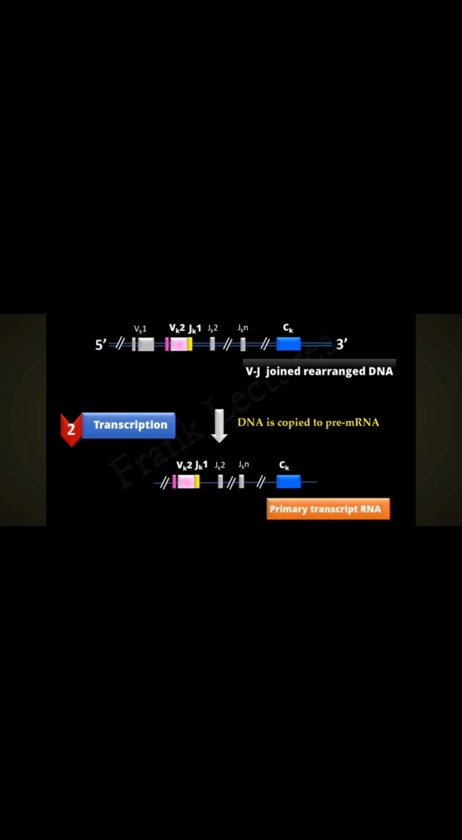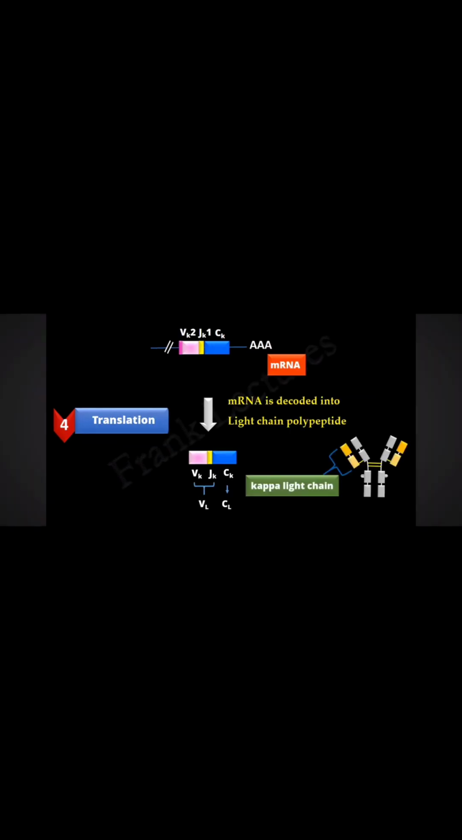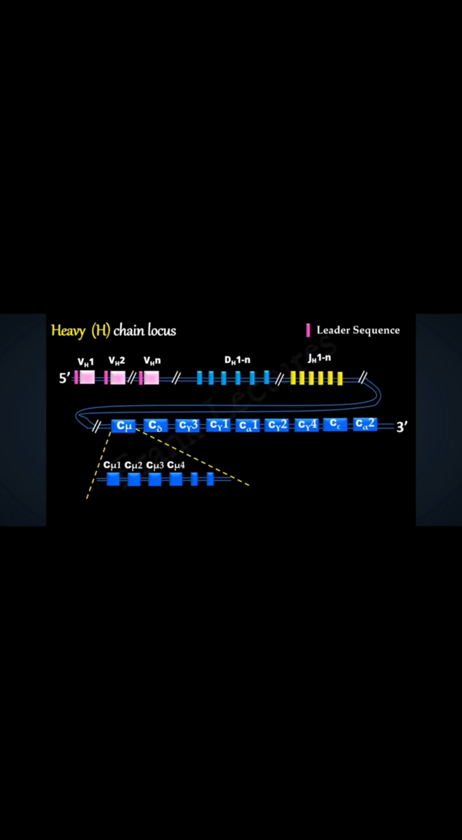The primary transcript RNA is formed. The third step is RNA splicing. Splicing means removal of the introns. Introns are non-coding sequences, which will be removed, and the VJ and constant region get joined. With the poly A tail, the mRNA is formed. Now translation occurs, and the mRNA is decoded into the light chain polypeptide. So the variable and joining sequences and the constant region are present.